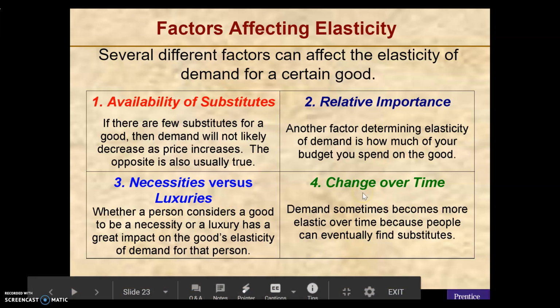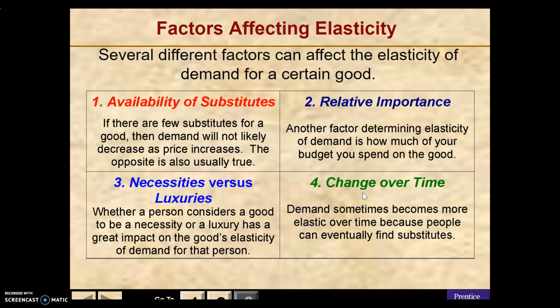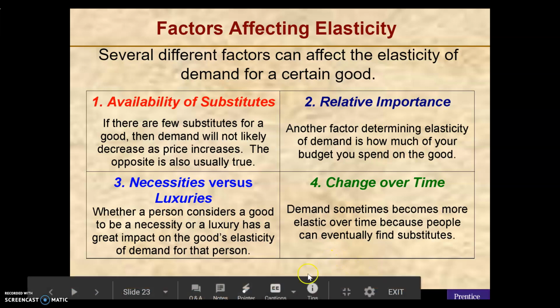Eventually, you start seeing Sweet and Low packets at restaurants and artificial sweeteners. And then by the time you get to the 2000s, you have Splenda, you have Stevia, and you have all sorts of different brands. Salt doesn't have a substitute, though. Sodium chloride. That's it. There are some medical substitutes, however, they're very expensive to produce. But if one day they become cheaper, then yeah, you might start seeing salt become elastic, just like sugar.